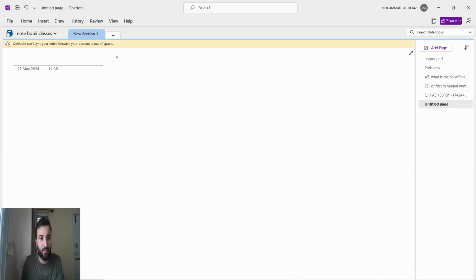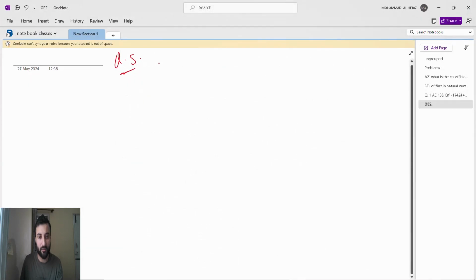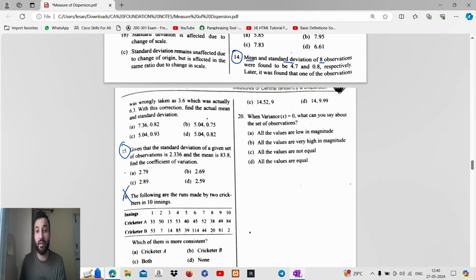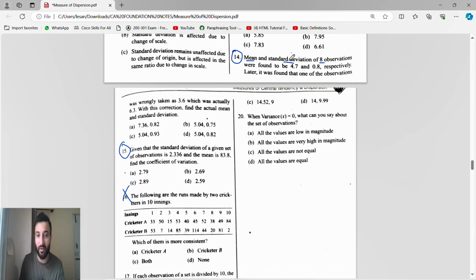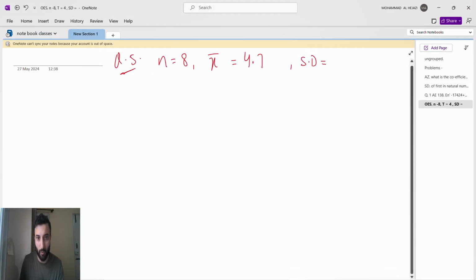Now next, question number 5. Very easy. See what they have given: mean and standard deviation of 8 observations. So n is equal to 8. The mean and standard deviation of 8 observations was found to be 4.7 and 0.8. So mean is 4.7. Standard deviation is 0.8.